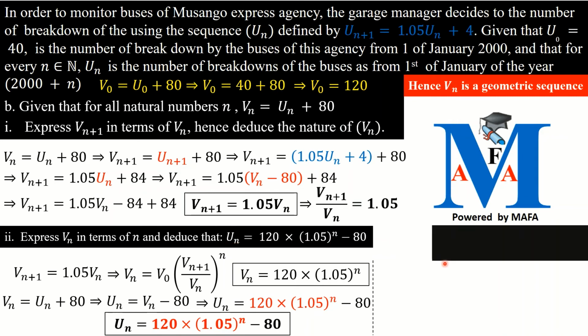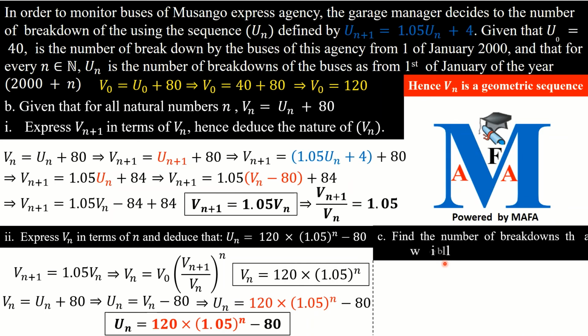Alright, and finally, question C. Find the number of breakdowns that will be registered by the 1st of January 2020. Now, this U of n here indicates the number of breakdowns of the buses as from the 1st of January of the year 2000 plus n. So we have our U of n equal to 120 times 1.05 to the power n minus 80. Now, we need to find the number of breakdowns that will be registered by the 1st of January 2020.